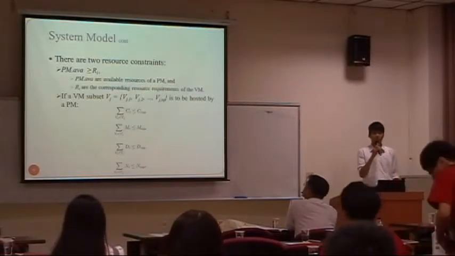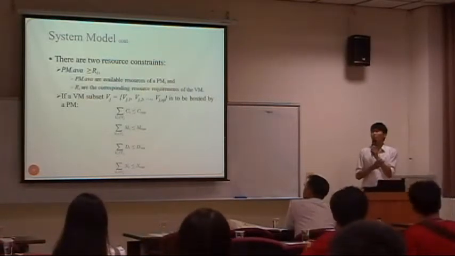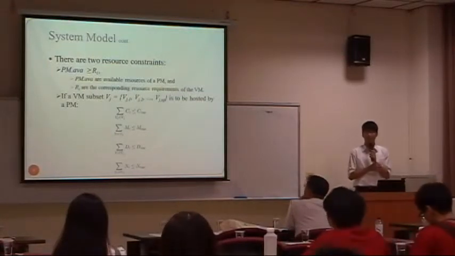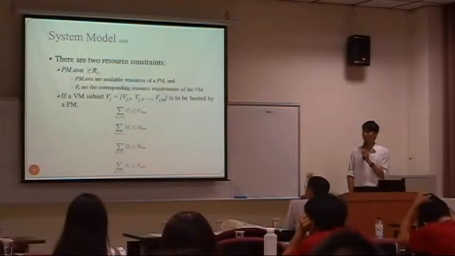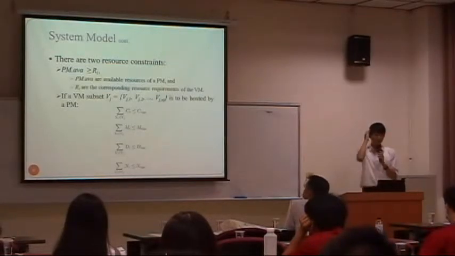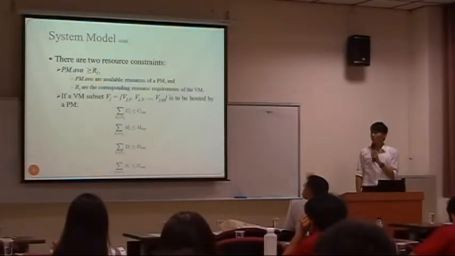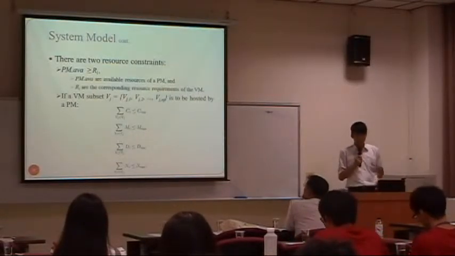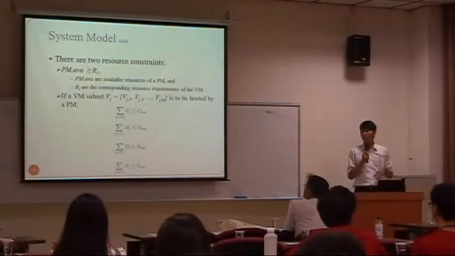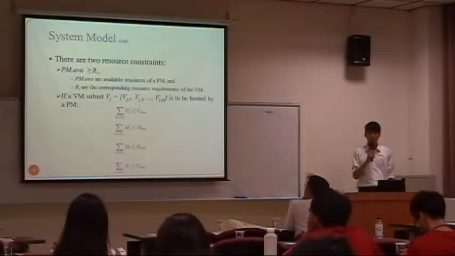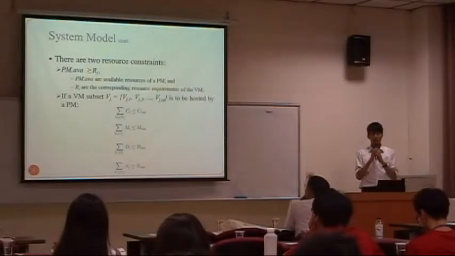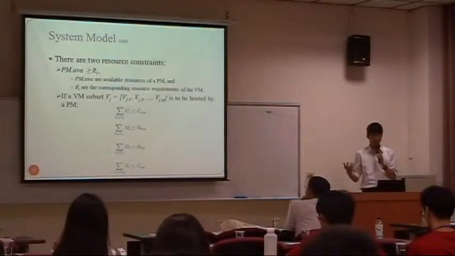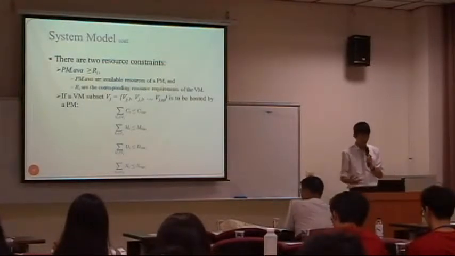There are two resource constraints. First, the physical machine's available resource must be larger than or equal to the resource requirements for i. Second, if a virtual machine subset is hosted by a physical machine, the summation of the CPU requirements must be smaller than or equal to the CPU capacity, and so on. Memory, disk, and network bandwidth are the same.